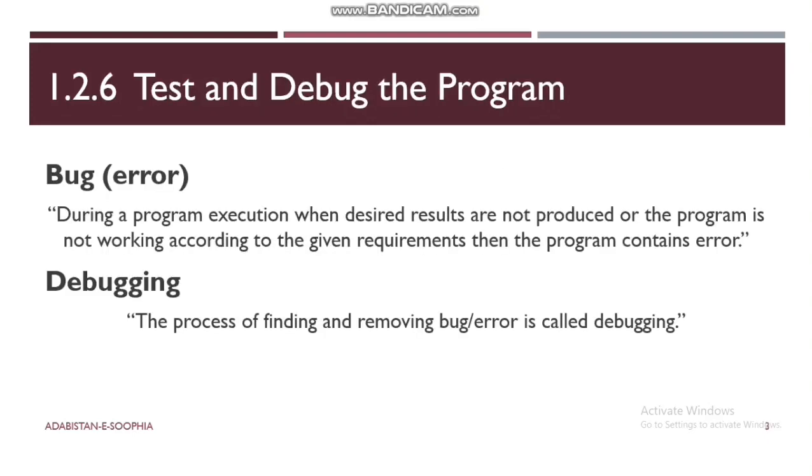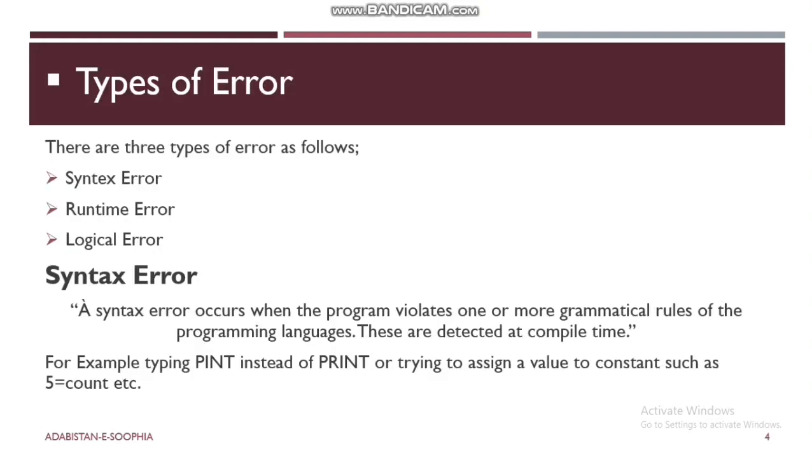After that, the topic was test and debug the program. In debug the program, we studied about bug and error. Whenever you are discussing debugging, you should define error first, right? Here was the definition of error. Whenever you are processing a certain program, if that program is not working according to your input and your desired processing, that program contains an error. Debugging was basically the solution to that error, the process of finding and removing bugs.